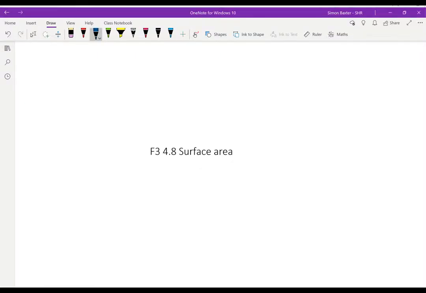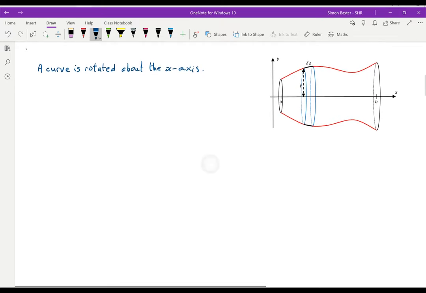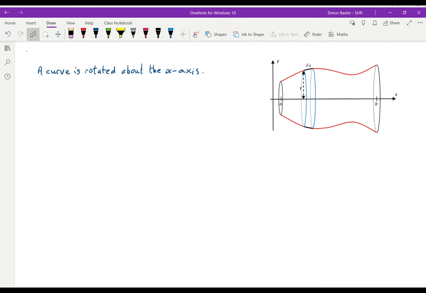In this video, I'm going to look at the surface area of a solid of revolution. We start by looking at a curve and rotating it about the x-axis. So let's take this red curve that's shown. If we rotate that about the x-axis, we will get a solid shape, and we're looking for the surface area between x equals a and x equals b.